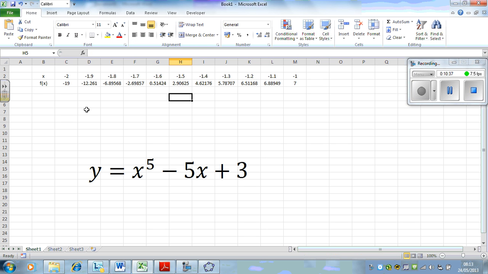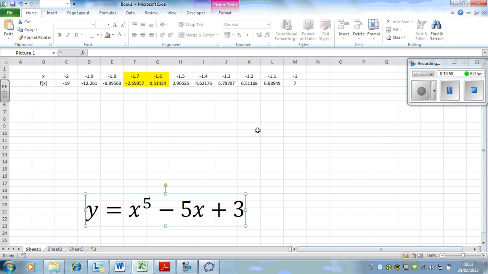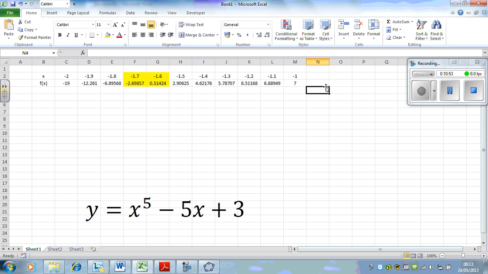There we go. We look where f of x has a change of sign. Now it's negative, negative, negative, negative, positive. Brilliant. Here is our change of sign. What we can say is that our x value is in the interval, and how we would write this, we would do square brackets, it's in the interval between minus 1.7 and minus 1.6. That's where our solution lies.